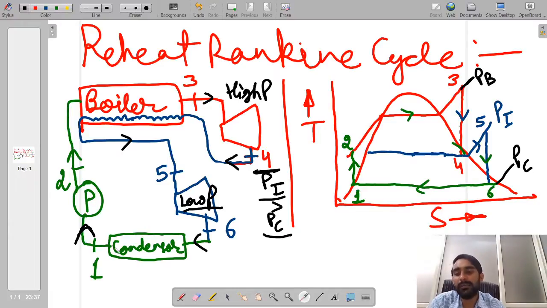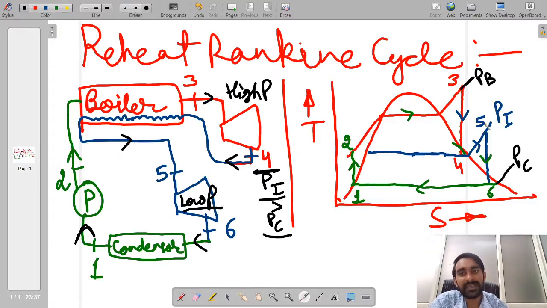In the condenser the steam comes back to the saturated liquid state, and then it is pumped back to the boiler pressure and sent inside the boiler. So this schematic representation I have shown for the case of a reheat Rankine cycle, if I plot the same on a TS plot, it will look something like this.